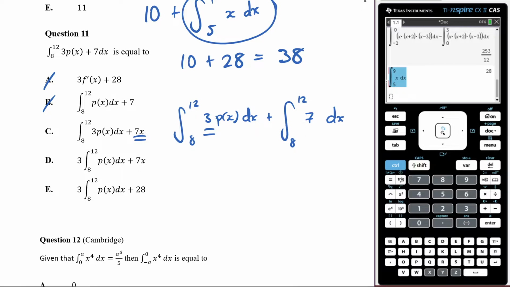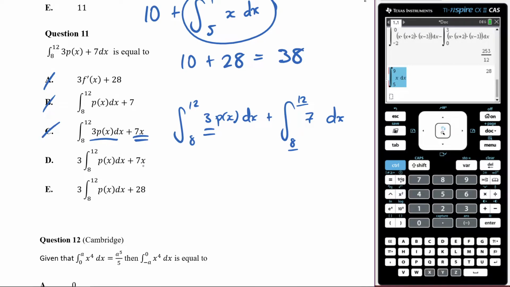All right. So it looks like what they've done there is they've gone 12 to 8, 3px, so that's good. But if I was to integrate this, it's not going to be 7x because I have to do a definite integration. So it can't just be 7x. That doesn't make any sense.